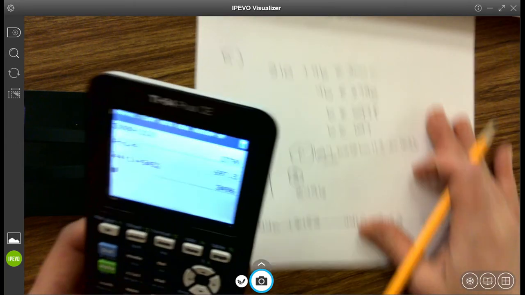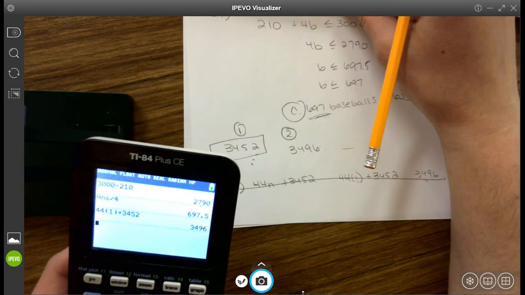So if I put in 1 for the first score, what do I get? So we do 44 times 1 plus 3, 4, 5, 2. That is 3496. So was his first score 3496? No, his first score was 3452. So it's not A. Okay, let's try the next one.